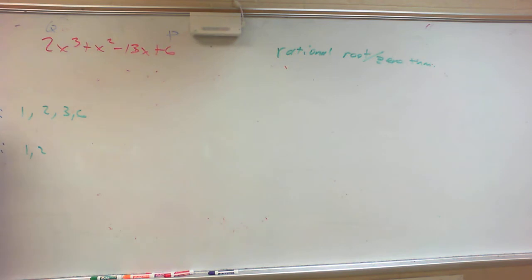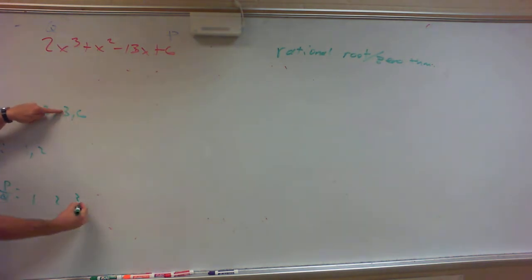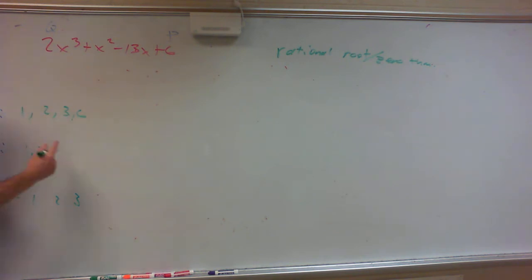And here's how we're going to write down our fraction. This is going to be your numerator. These are your possible numerators, and this is your possible denominators. So when I do P over Q, here's how it works. I'm going to do this over this, which is 1. This over this, which is 2. This over this, which is 3. And then this over this, which is 6.